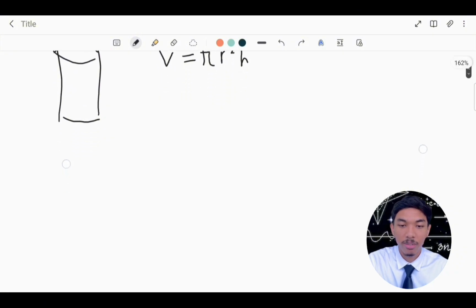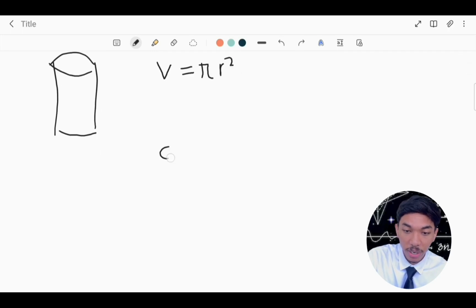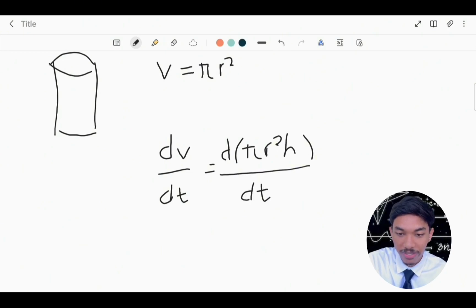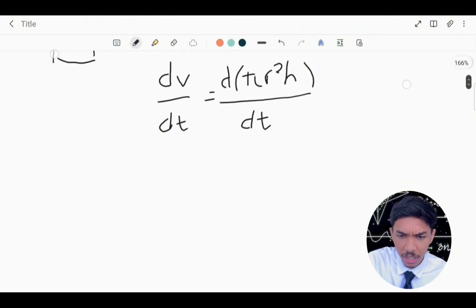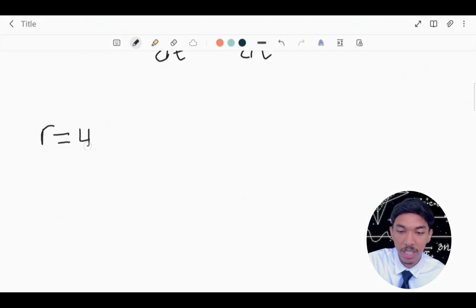we can differentiate the volume equation with respect to time. dV over dt equals d of pi r squared h over dt. To find how the height is changing, we need to find an expression for dh over dt using the given information. The given information is that the radius is constant at 4 meters. To find an expression for dh over dt, we can differentiate the volume equation with respect to time using the chain rule.